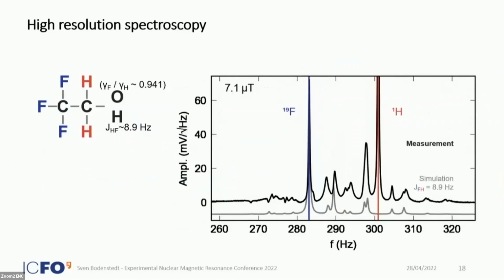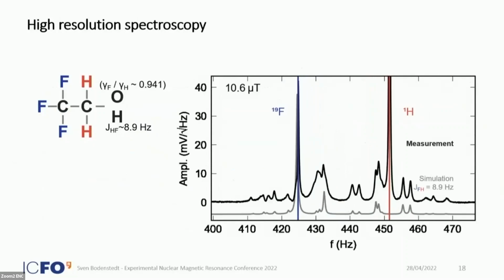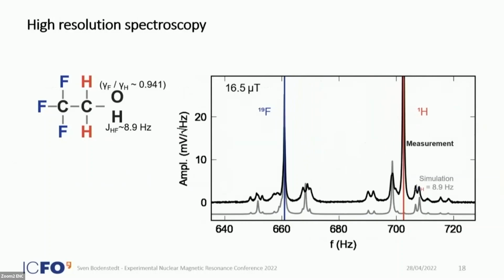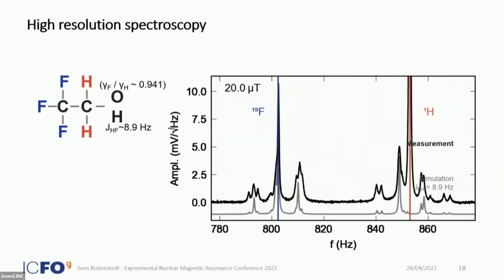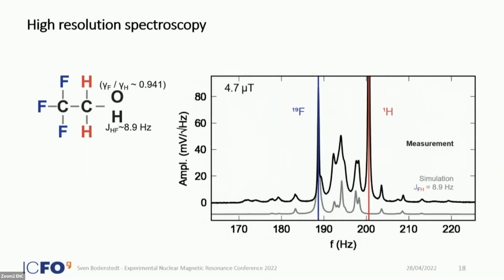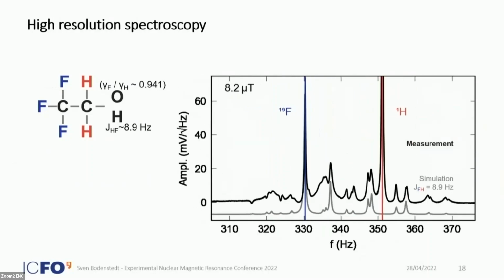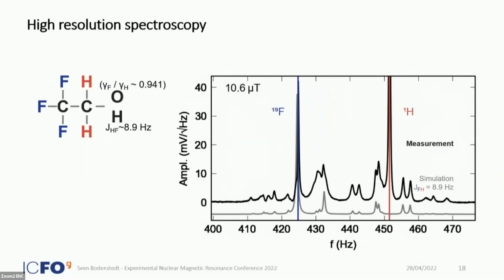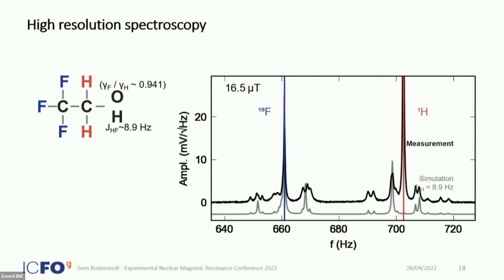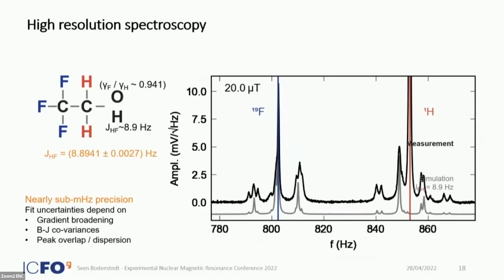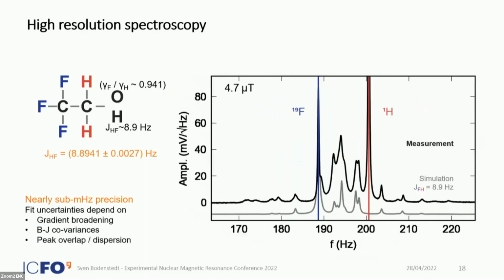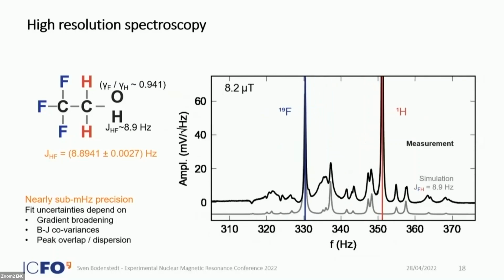So you can look at systems like this one, trifluoroethanol, where you have fluorine atoms and hydrogen atoms, which are coupled by J coupling of about 9 hertz. You can think about what is the best field to get the highest possible accuracy in determining the J coupling. It seems it's not high field, it is not low field, but somewhere in between. So we found an optimal field, with a Larmor frequency of a few hundred hertz, and there we got almost sub-millihertz precision in that coupling constant.